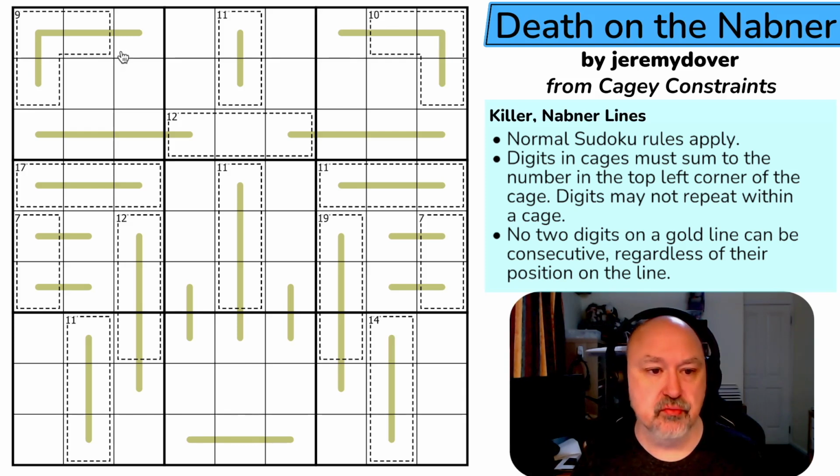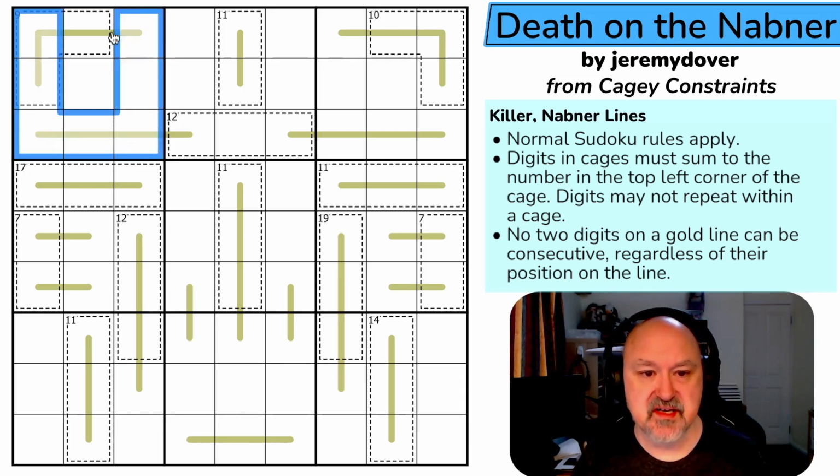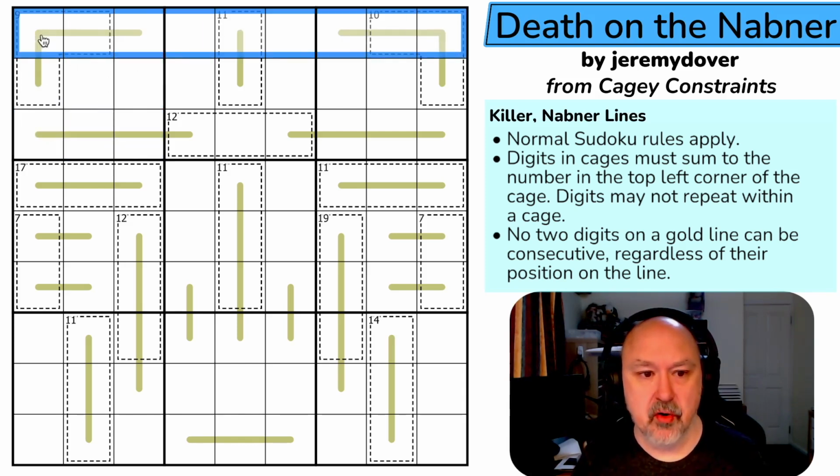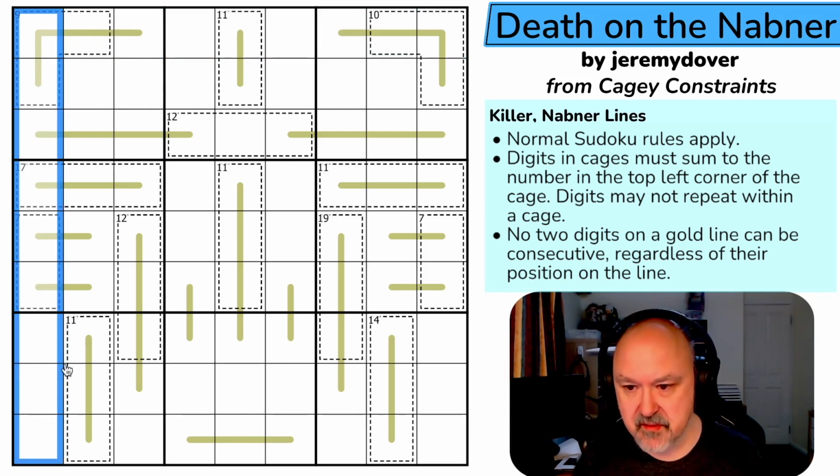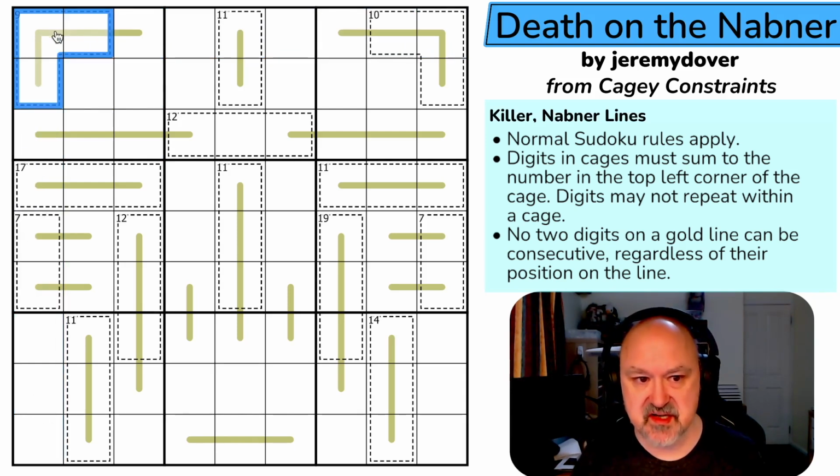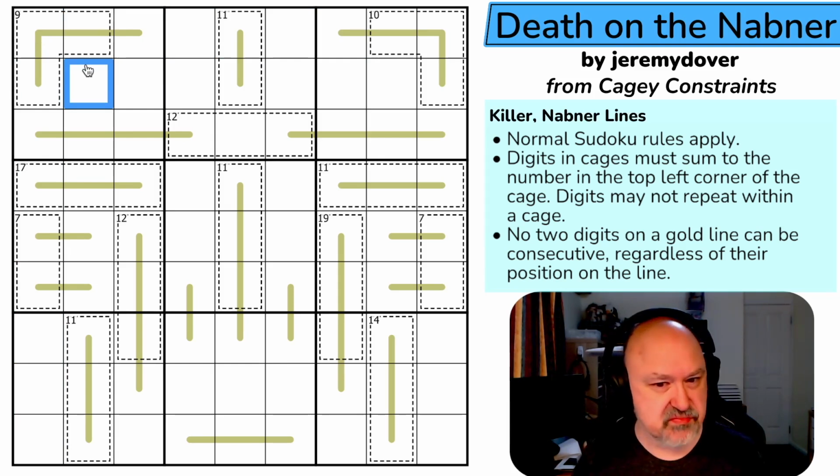So normal Sudoku rules apply. In every box, in every row, and in every column, the digits 1 to 9 must be placed without repetition. Digits in cages must sum to the number in the top left corner of the cage, and digits may not repeat within cages, which doesn't look relevant for this puzzle, but I'm keeping the rules consistent.